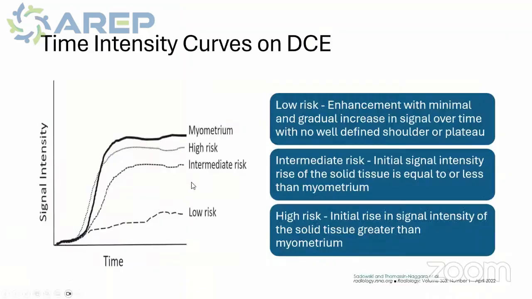So these are the time intensity curves. The solid black line here represents the myometrium, and the low risk curve has a minimal but gradual increase in enhancement. There's no shoulder or plateau in a low risk curve. An intermediate risk curve shows a steep initial rise, but that is less than the myometrium, and has a shoulder and a plateau. A high risk curve has an initial steep rise in enhancement that is greater than the myometrium and also has a plateau and shoulder.